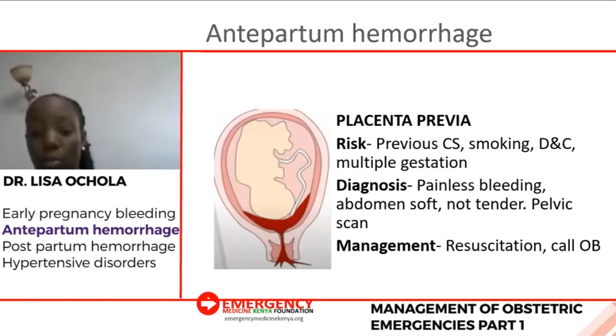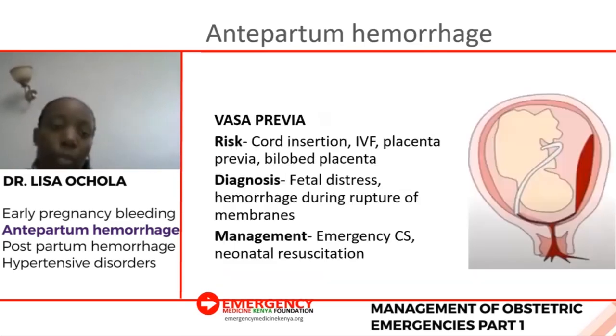Do they want to remove the baby immediately or do they want to observe and see? It just depends on the degree of bleeding and so on. But it's also good to be able to diagnose vasa previa. So when we look at vasa previa, it's basically when the fetal vessels are very close to the cervical os, overlying the cervical os, which can happen.